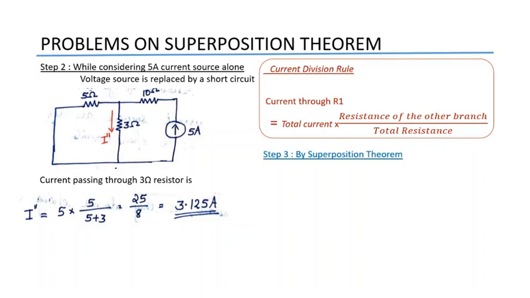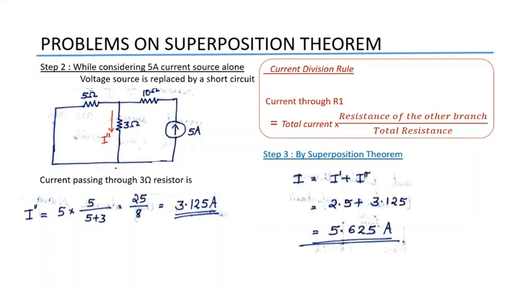Then according to superposition theorem, the current flowing through the 3 ohm resistor will be equal to the sum of the current through the 3 ohm resistor while considering the 20 volt source alone, plus the current flowing through the 3 ohm resistor while considering the 5 ampere source alone. That means I will be equal to I dash plus I double dash. I dash we got as 2.5 amperes and I double dash is 3.125 amperes. So the net current is equal to 5.625 amperes.